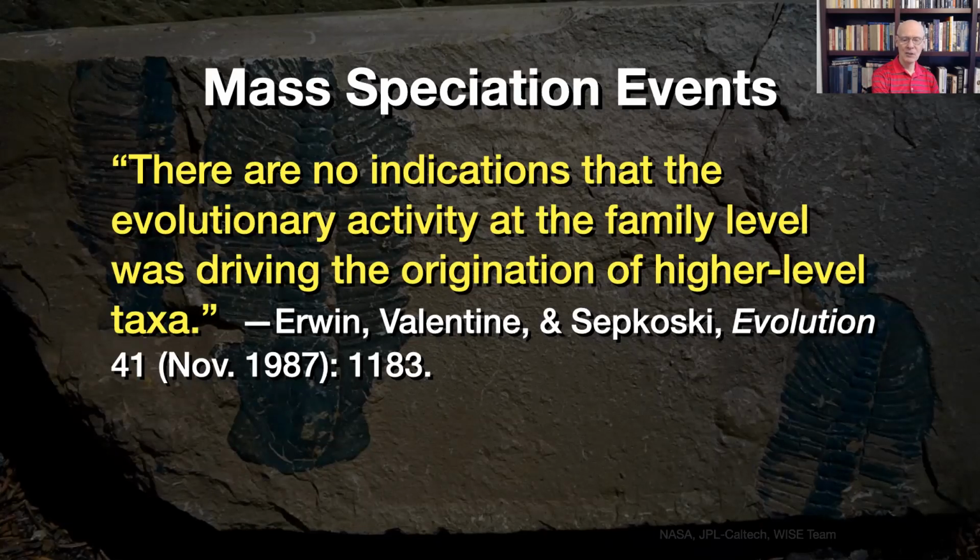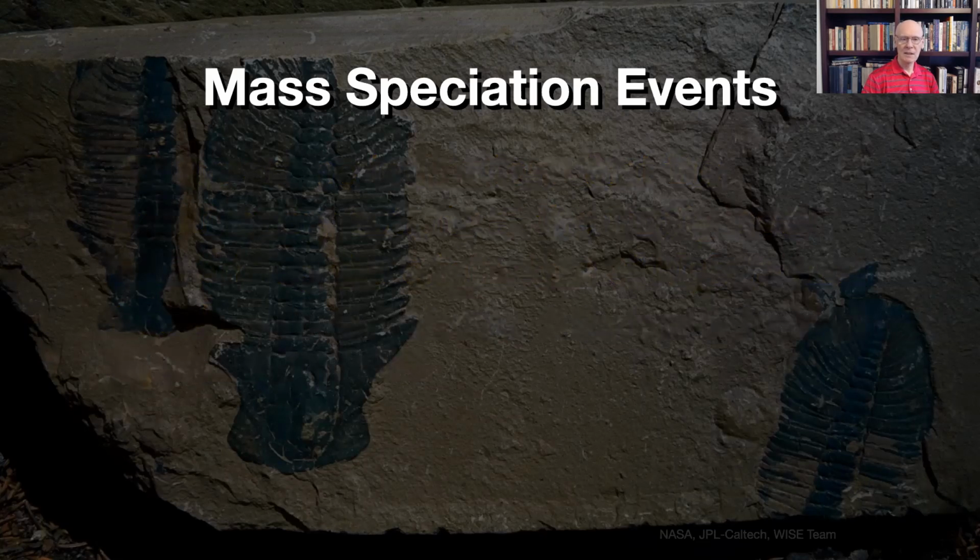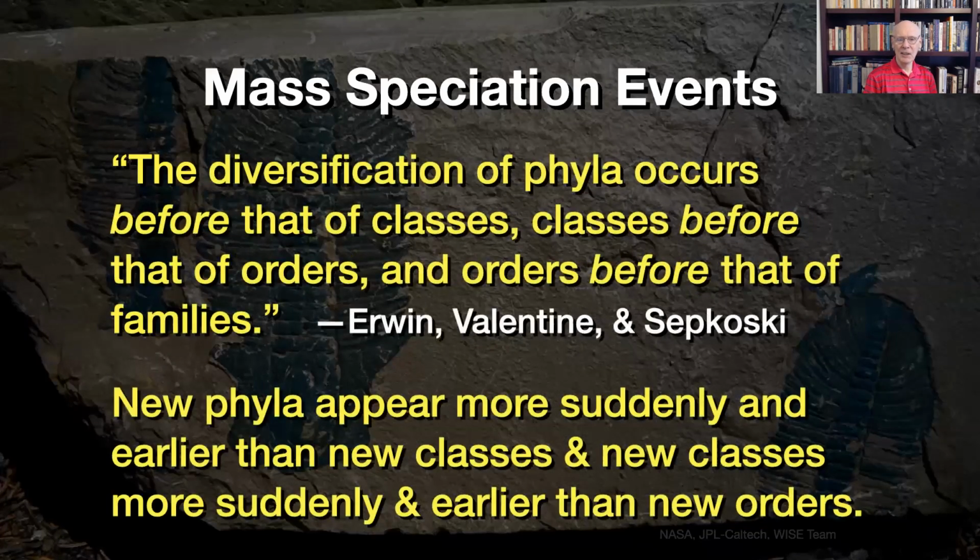And moreover, they note the following: that the diversification of phyla occurs before that of the classes, and the diversification of the classes occurs before that of the orders, and the orders before that of the families. And what they write in their recent book, Erwin and James Valentine's recent book on the Cambrian explosion, is that maybe naturalistic models might be able to explain the appearance of new species, maybe even new genera, but the problem is they can't explain the diversification that occurs at the higher levels.